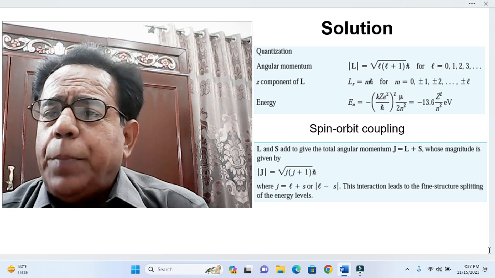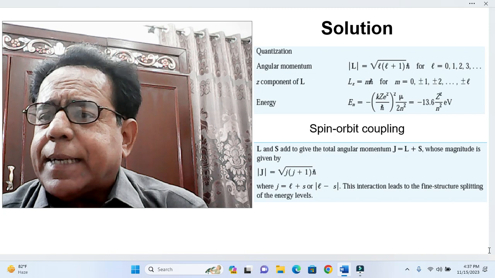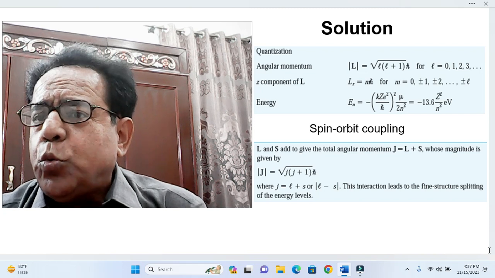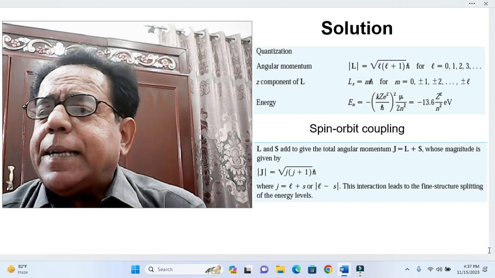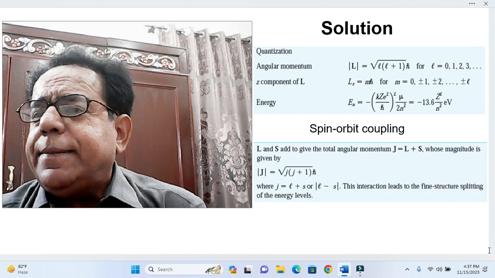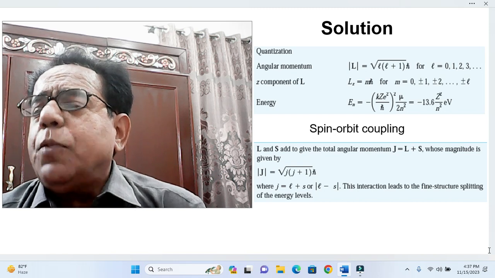Then the third point is about energy. En is equal to minus k Z squared e squared over h bar squared into mu over 2 h squared. This alternatively becomes equal to minus 13.6 Z squared over n squared electron volts.